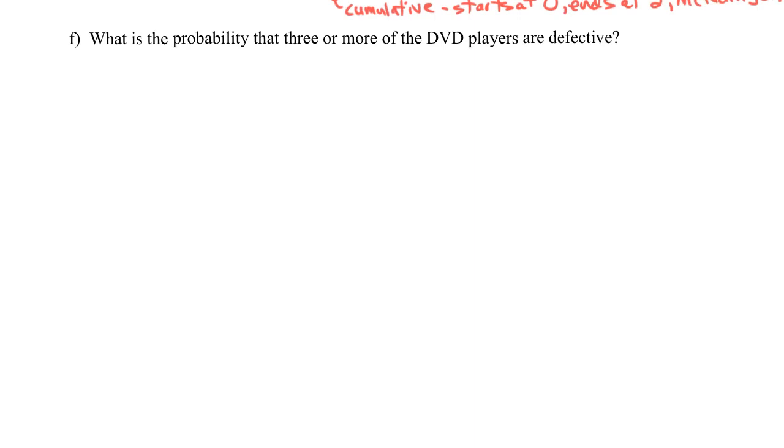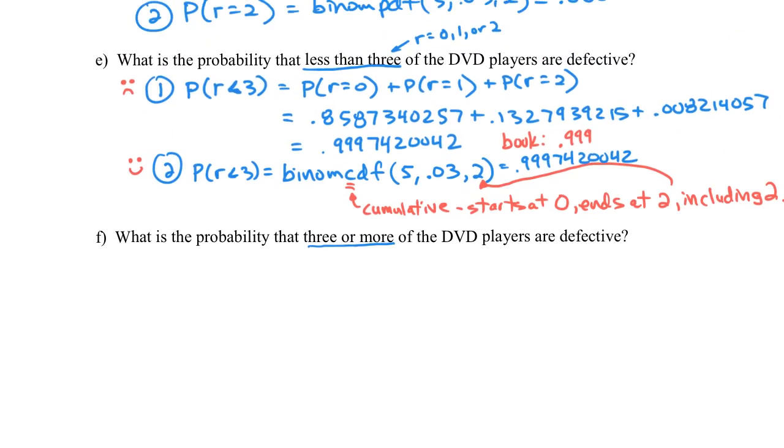And it's only trickier when we have this particular cumulative distribution function. All the rest of them, it's not trickier at all. It's only because this one insists on starting at 0 that makes this tricky. So this one says, what is the probability that three or more of the DVD players are defective? Okay, so three or more.